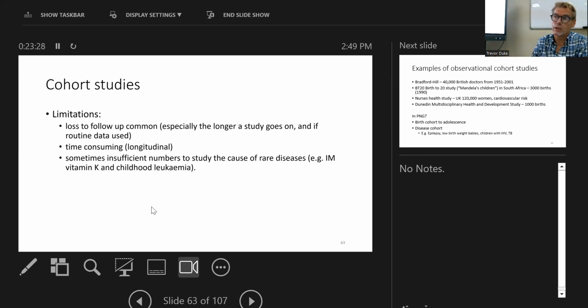I think her study was only about 30 very low birth weight babies, but she followed them up for a long time. She went to their homes, to their outer island villages, and did developmental assessments on them and assessed their growth and development over that 12 and 18-month period.